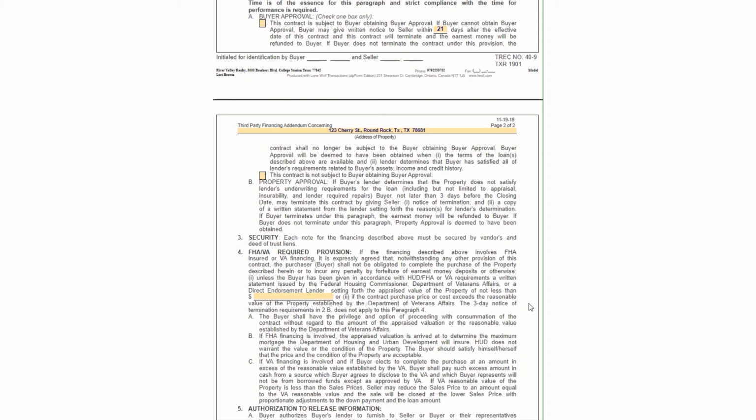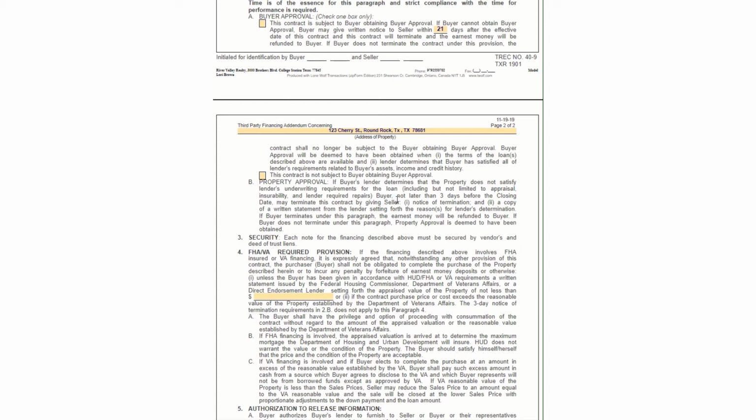So for example, let's say the appraiser went there and the roof was leaking, it was very old and it needed to be replaced. He's going to report that. The lender may not lend on that, or they may require repairs. And if that could not be negotiated with the seller, the buyer would then have an out and they would be able to terminate based on not getting property approval.